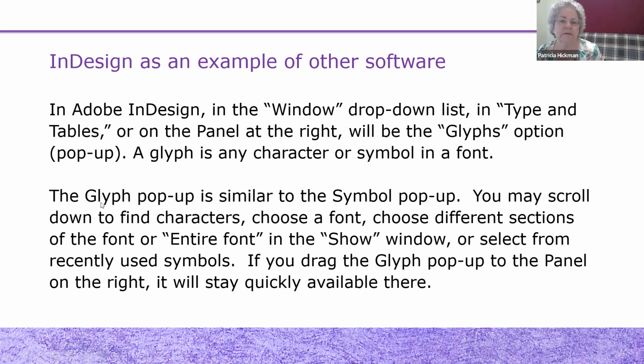And if we click the glyph pop-up, we will get a box that looks just like the symbol pop-up in Microsoft Word. And if you don't see glyphs in the panel on the right in InDesign, we'd go to the window menu and go down to type, the type menu, and select glyph, and then the pop-up box would show. You can also drag the glyph pop-up box over to the panel on the right, and it will remain there so that you can use it again.